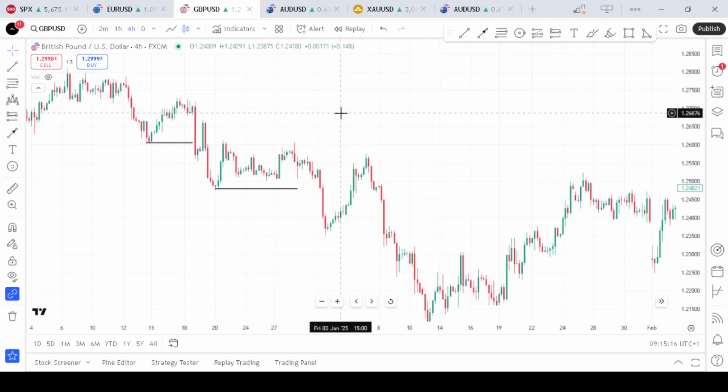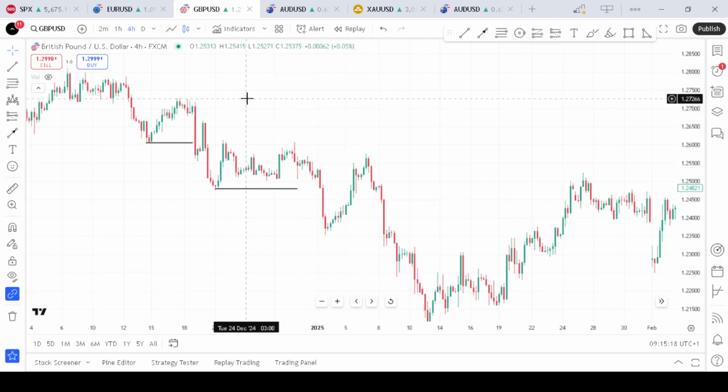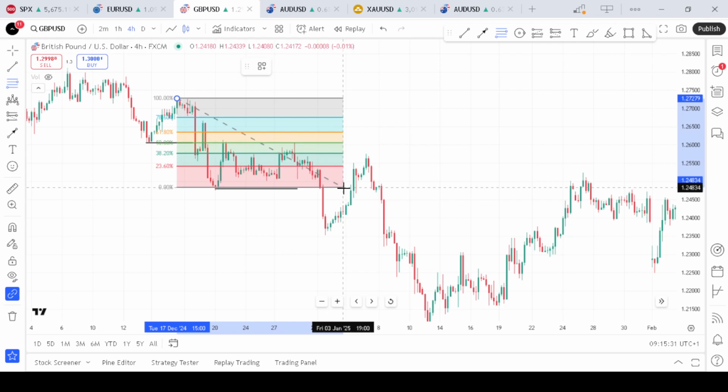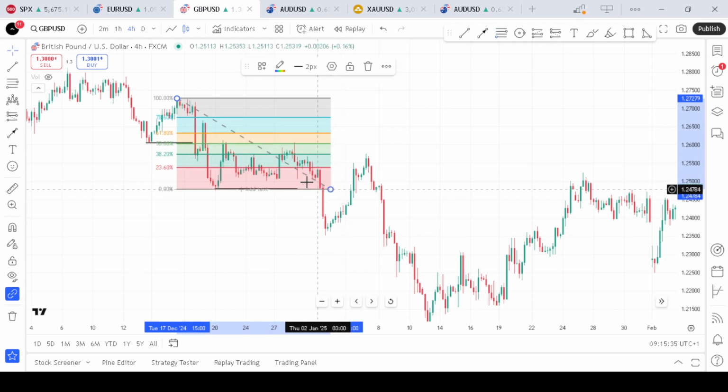Once we have identified our trend, we plot our Fibonacci levels by drawing from the most recent swing high to the most recent swing low in a bearish market. This is how we draw the Fibonacci, and it automatically places these levels on the chart. In an uptrend, you connect the swing low to the swing high. In a downtrend, you connect the swing high to the swing low. It will then plot all these levels.